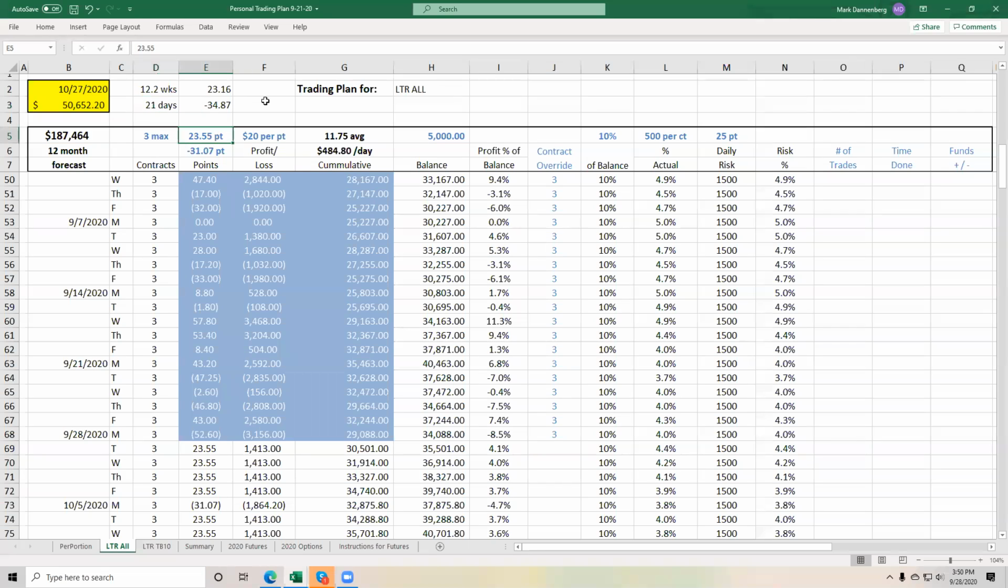So how does that affect us? What we're going to keep an eye on is this number right here, $187,464. That prior to today was the 12-month forecast of income that we could possibly see based on having started with $5,000 in the account.